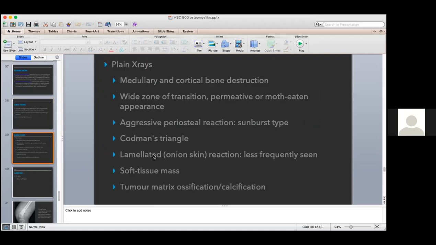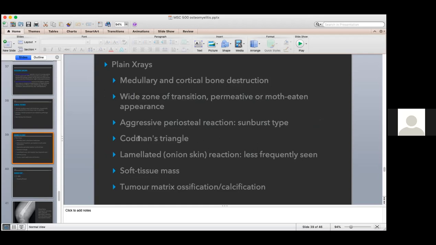Okay. How does it look on plain X-ray? So there's medullary and cortical bone destruction. Forget about this thing called wide zone of transition. We'll discuss it when you come for your MED, but there's a permeative or moth-eaten appearance. There is aggressive periosteal reaction. What do we mean by this? We mean sunburst type of bone reaction.